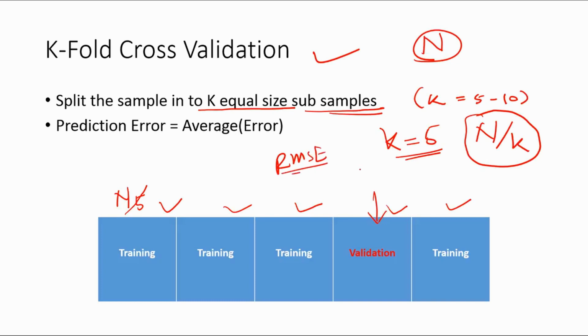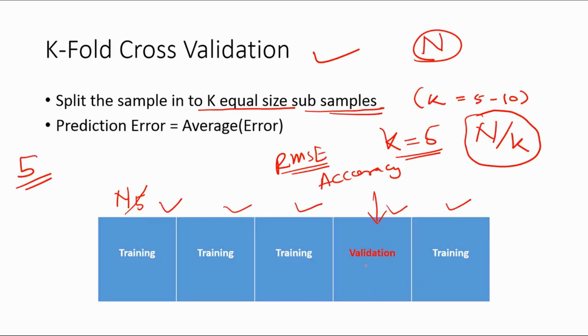If it is a regression problem, or if it is a classification problem, you can actually use the accuracy rate to see if it is consistent across the validation and training samples. Now that's for one iteration. You have to do it for 5 iterations because the validation sample can be any one of these 5 samples.